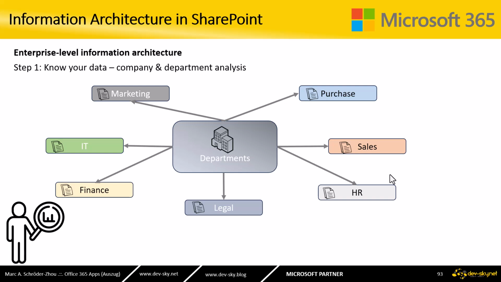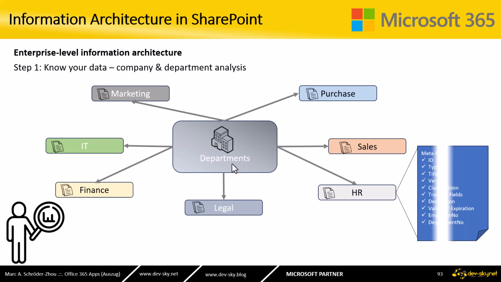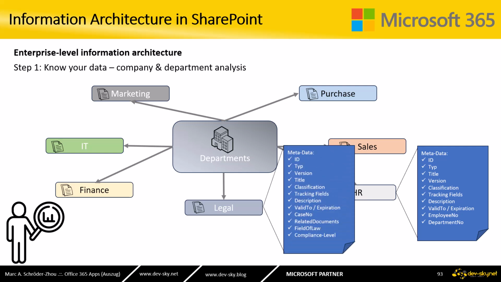And each department has got different kinds of documents with different metadata fields. For example, the HR department has the following metadata fields: ID, type, title, version, classification, tracking fields, description, valid to, expiration, employee number, and department number. And the legal department has own documents with the following metadata: ID, type, version, title, classification, tracking fields, description, valid, expiration, case number, related documents, field of law, compliance level.